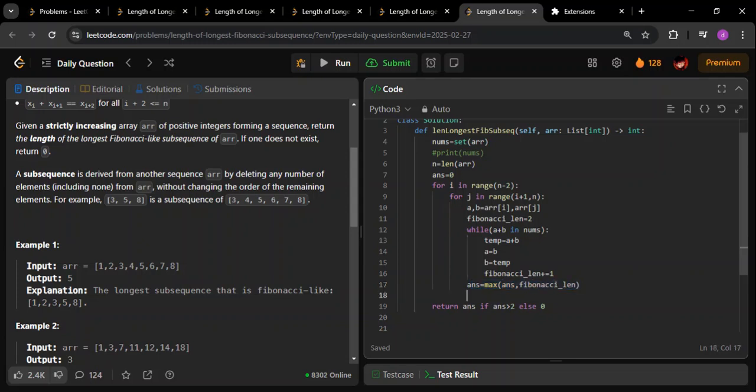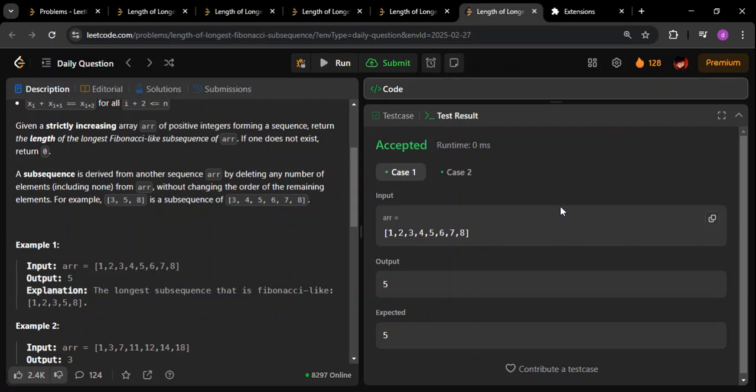At last, if you see what I'm doing, if the answer is greater than 2, in that case the answer is going to be that number. Otherwise, the answer is going to be 0 if it is not greater than 2. Okay, let me quickly run this and show it to you. This works, and yeah, you can submit this solution also, it works.